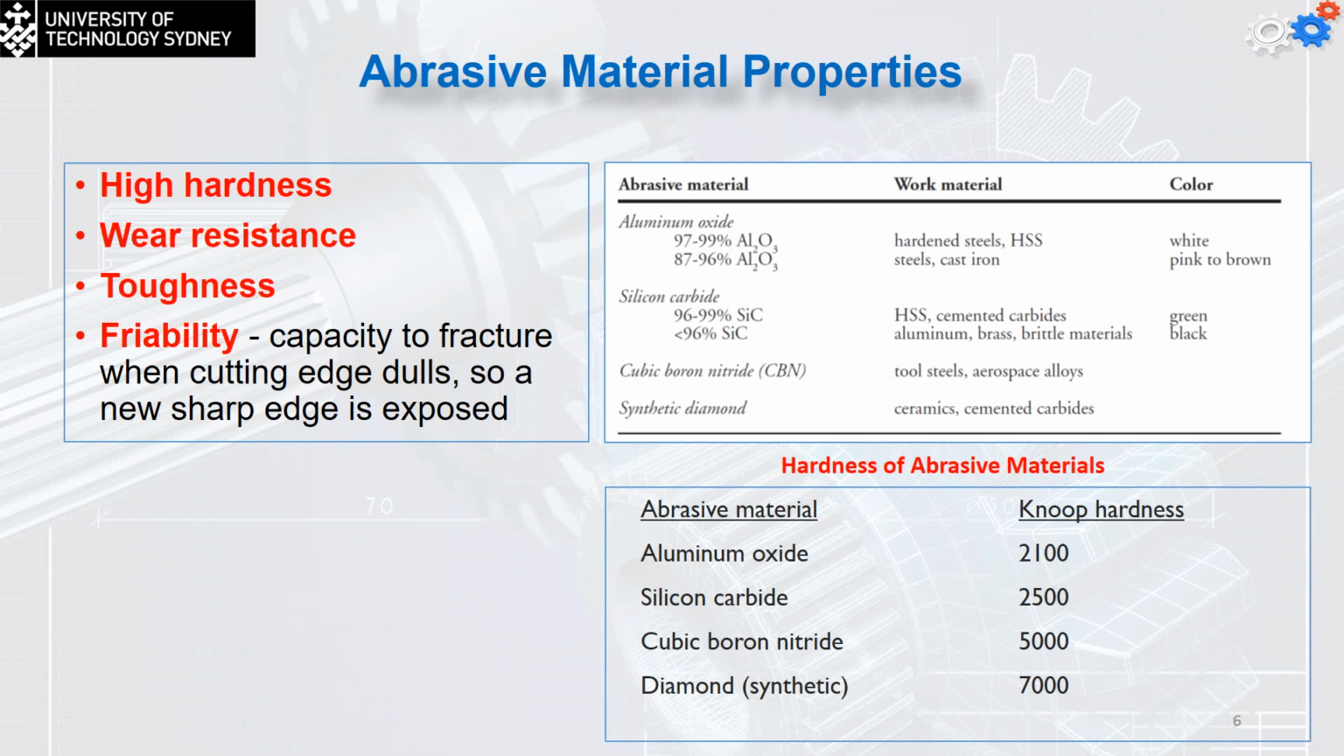The properties of the abrasive materials are that they should have high hardness, because they're going to cut metal, for example. Wear resistance, we want it to last longer. Toughness, we don't want it to break up due to the impact with the material. And friability, the capacity to fracture when the cutting edge becomes dull, so a new sharp edge is exposed.